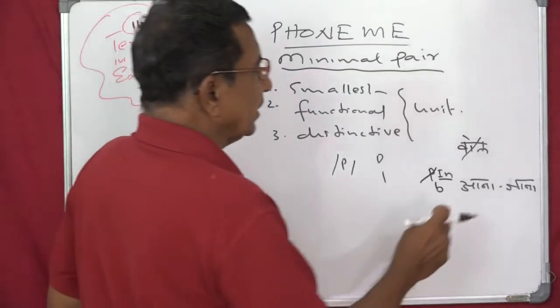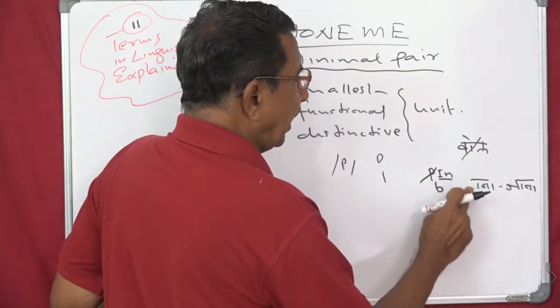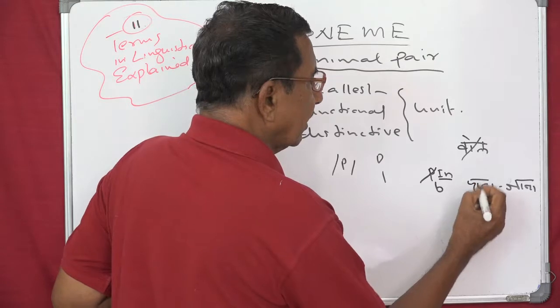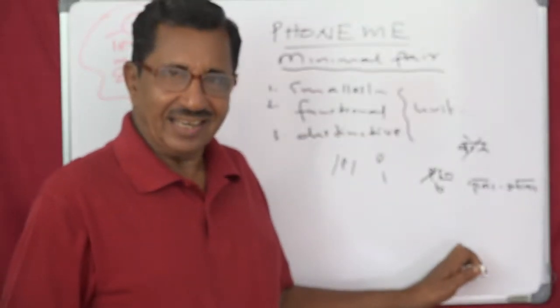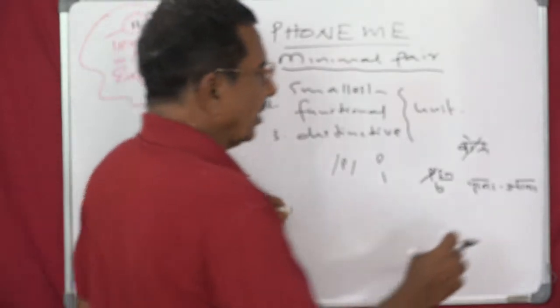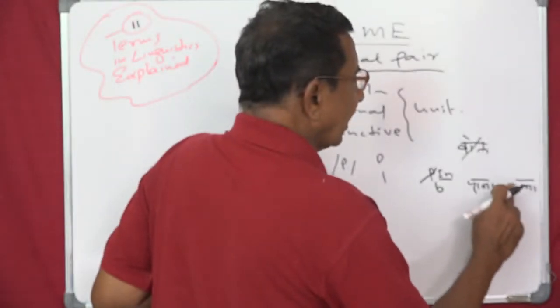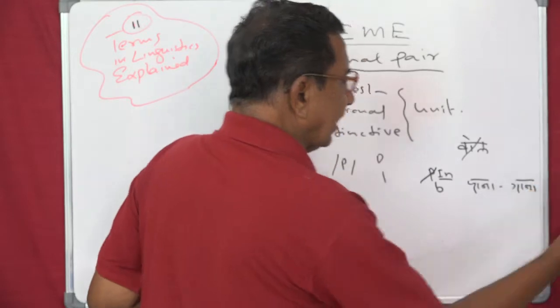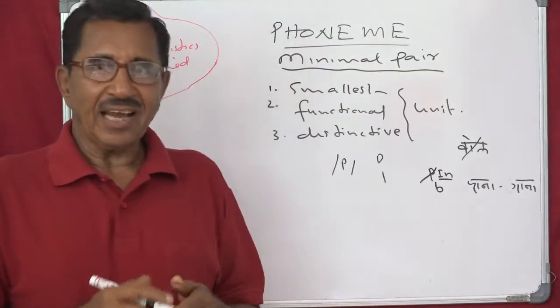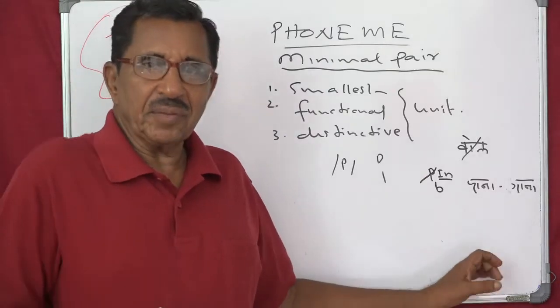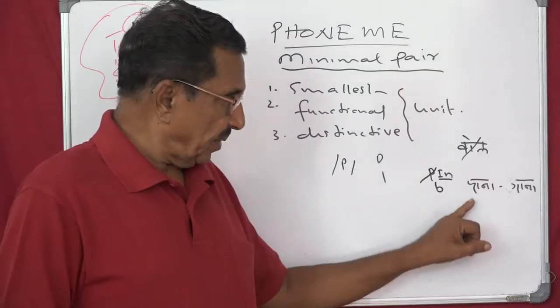You just replace this by pa. See that? Pana. See, another word, isn't it? Pana. And then you replace this by this. Another one, gana. See this? Pana, gana. Again, another minimal pair. So this is the minimal pair test by which gana, pana, gana.